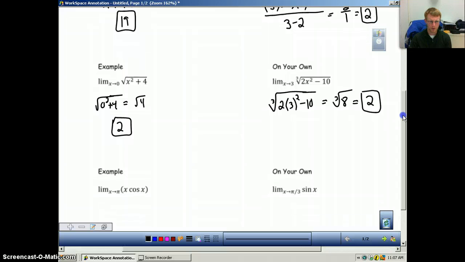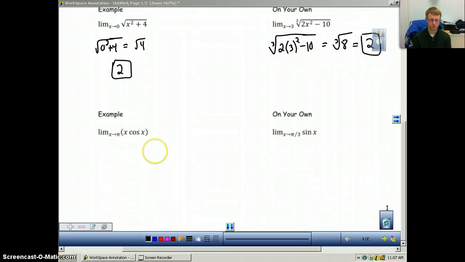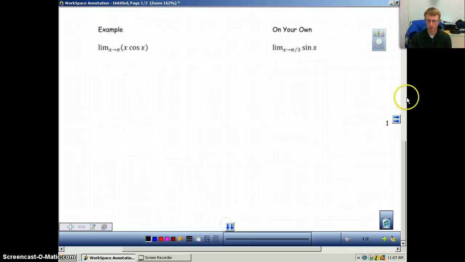Okay, let's look at one dealing with trig functions. It's no different. The same thing is true for trig functions. If there are no discontinuities, then we're literally just plugging in values. This one is the limit as x approaches pi. So I plug that in. I get pi times the cosine of pi. And the cosine of pi is equal to -1. So we have pi times -1, which is equal to -pi. Simple as that.